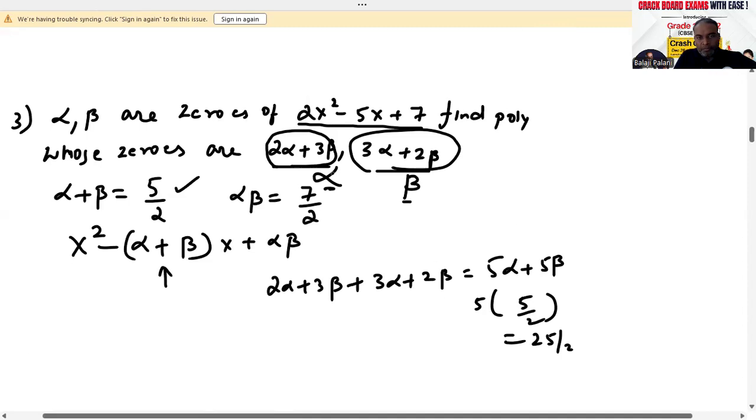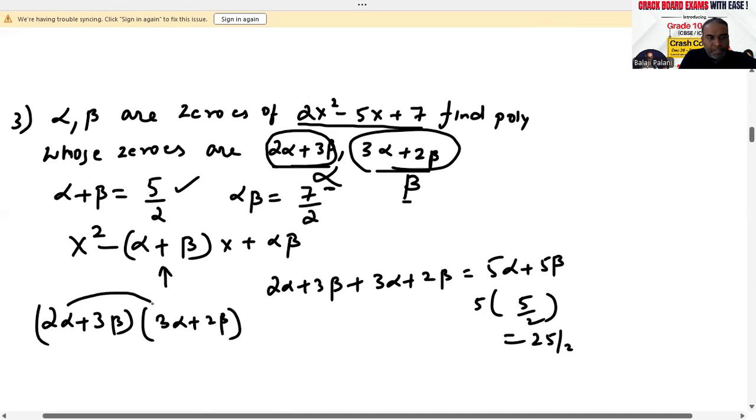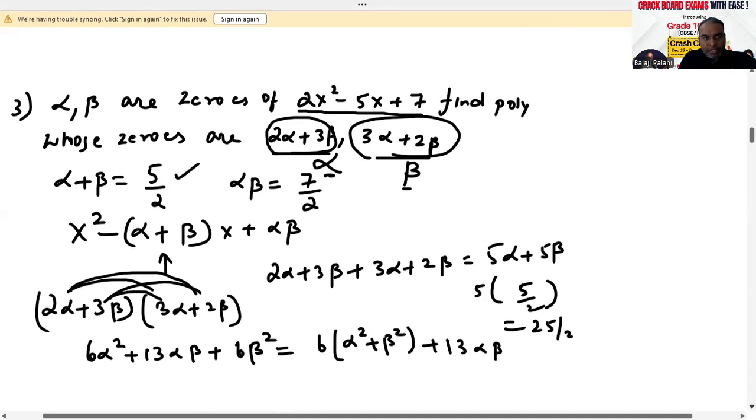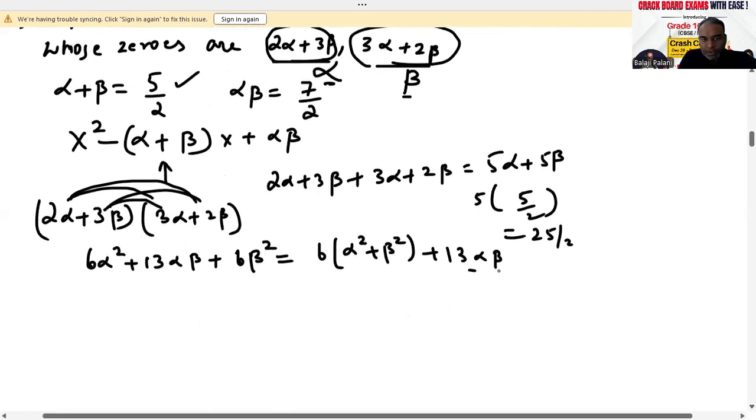Now let's find the product. 2 alpha plus 3 beta multiplied by 3 alpha plus 2 beta. So we'll just use the distributive property and expand this. This is 6 alpha square plus 4 alpha beta plus 9 alpha beta. I'm clubbing that together. That's 13 alpha beta plus 6 beta square. So I'm taking 6 common, alpha square plus beta square from the first and last term, and 13 alpha beta. I have the value of alpha beta, which we got from the first equation, that is 7 by 2. So I can substitute that here right away.